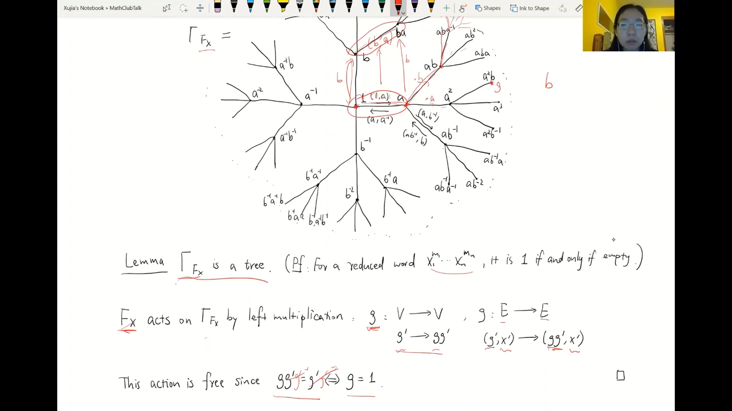So all of those vertices are in the same orbit. For any vertex, there exists an element in the group that acts on 1, whose action maps 1 to that element, so they're all in the same orbit. Therefore, the quotient has only one vertex. It's a bouquet of circles.